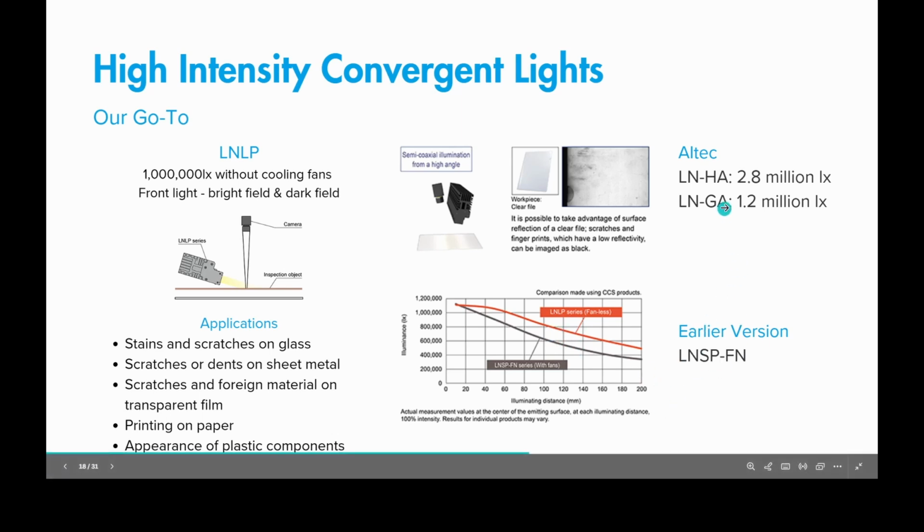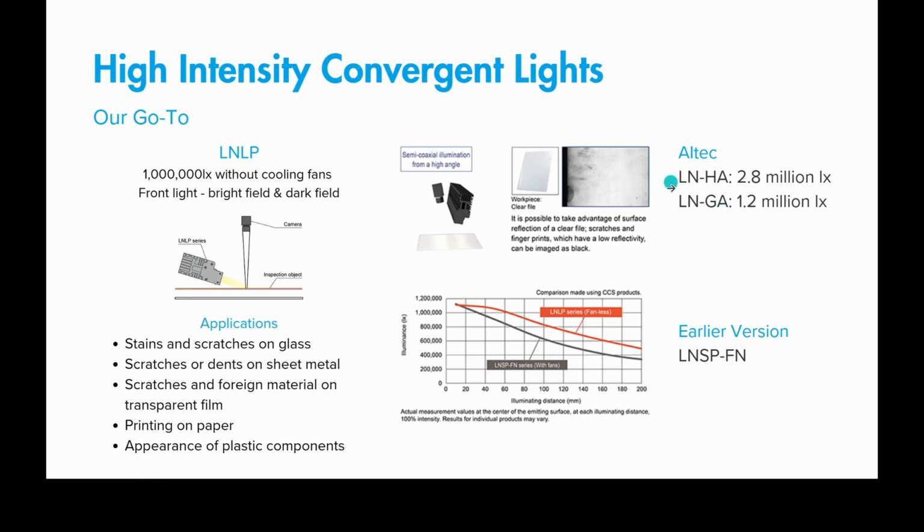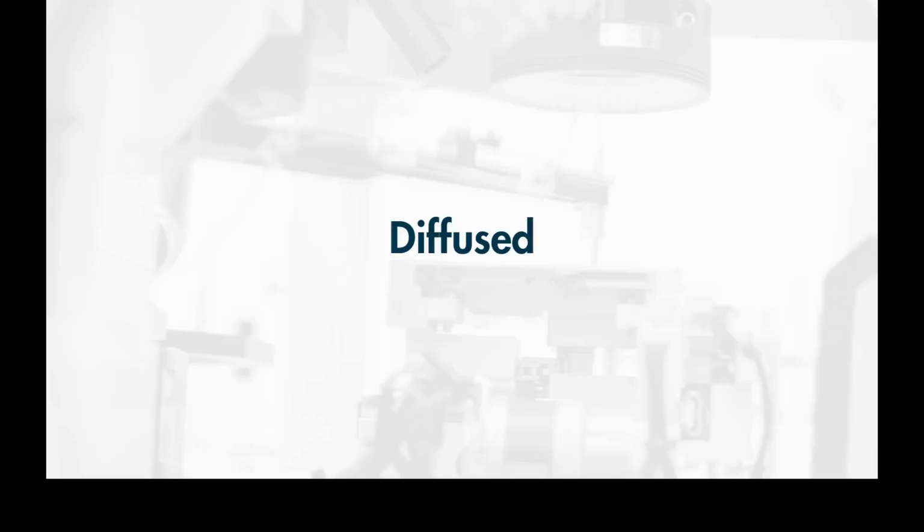The iTech lights, which are the LNHA and the LNGA, are going to be 2.8 million lux or 1.2 million lux. In terms of the difference between the LNLP, the LNGA and the LNHA, it's just how intense your light needs to be. If the LNLP isn't quite bright enough, do the GA. If that's not quite bright enough, then upgrade to the HA. But otherwise, they all have the same uniformity. How they set up in relation to the camera is all going to be the same. So that is actually our two go-tos for the convergent light.